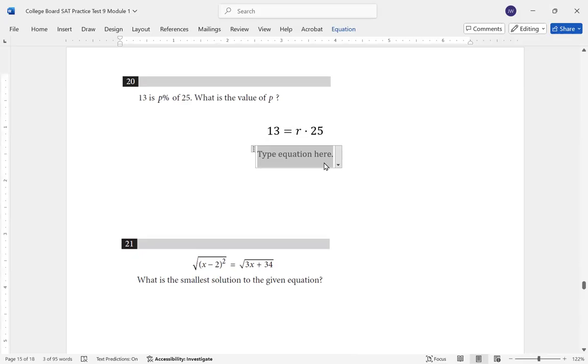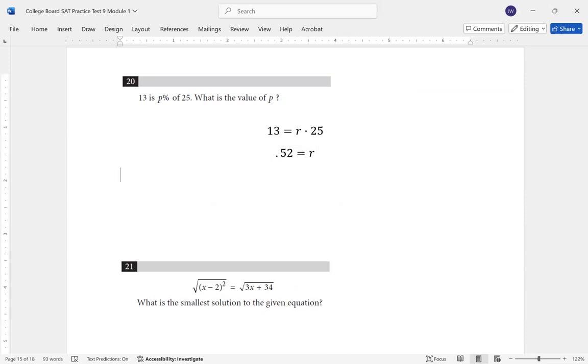So taking 13, dividing by 25 gives me 0.52 as my rate. Now, as a percentage, that is 52%. So the value of p is equal to 52. Therefore, the answer to question 20 is 52.